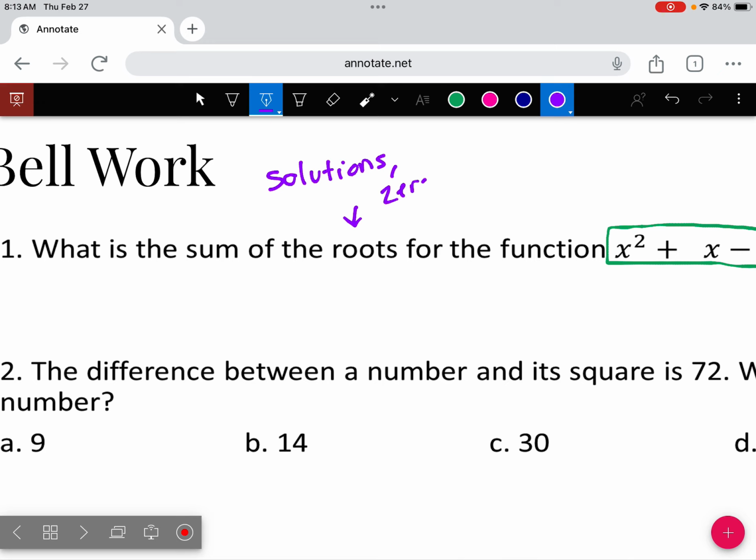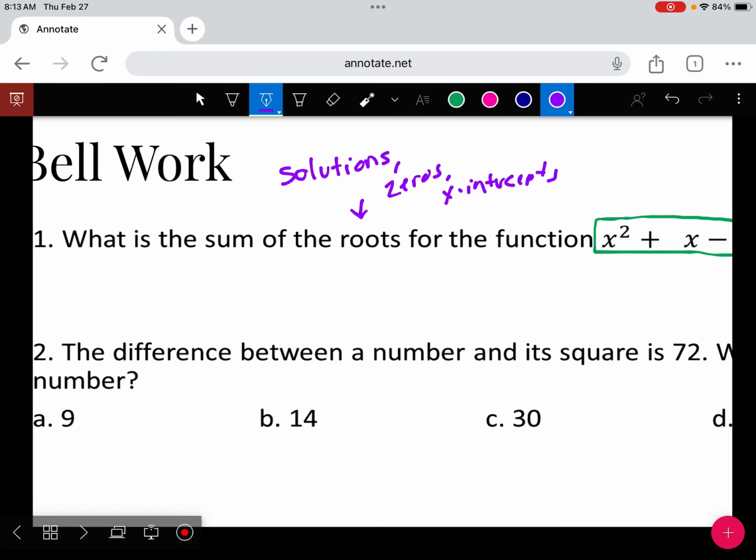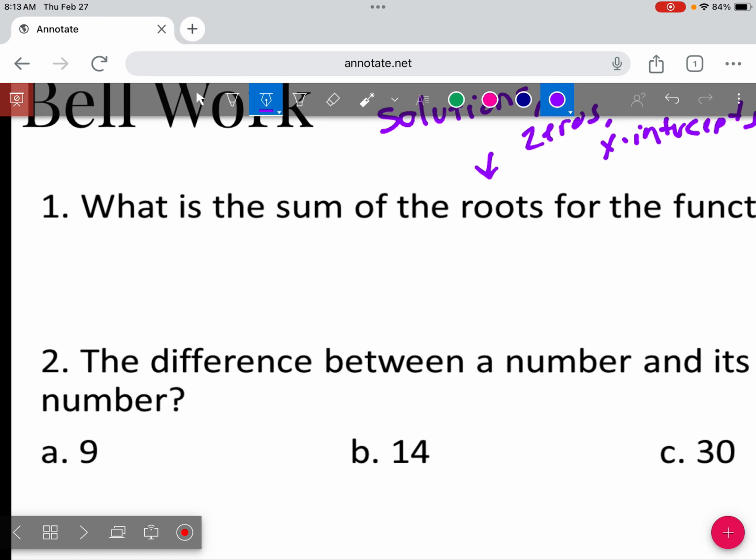Factor it. Those things all mean the same thing. Just putting all those words up there again. I know my handwriting's atrocious. So we're trying to take this thing and we're trying to factor it. I want to find my roots.